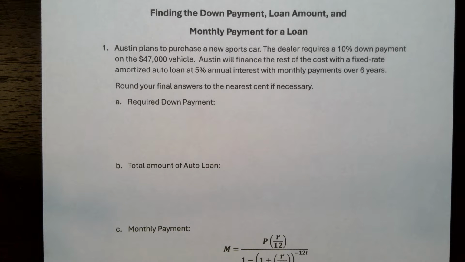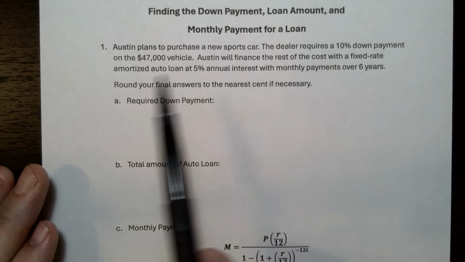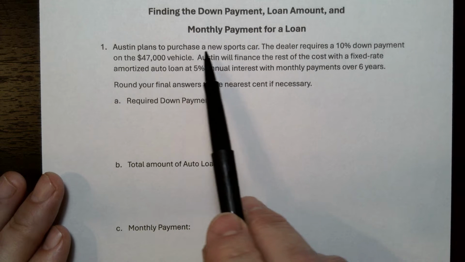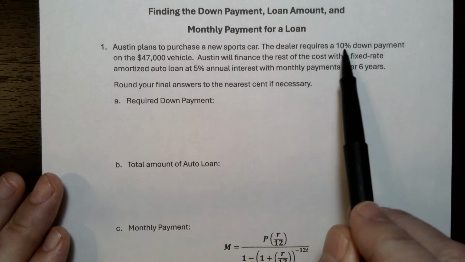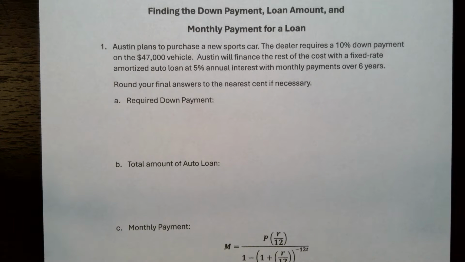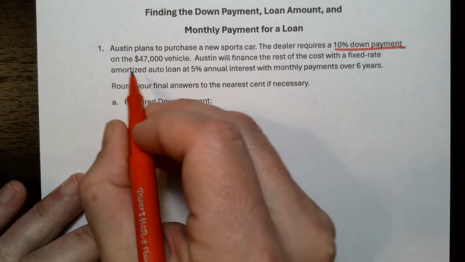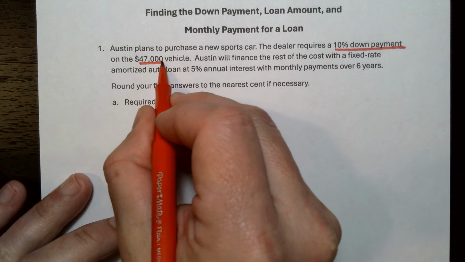In this video, we're going to be finding the down payment, the loan amount, and a monthly payment for a loan. So in our first problem, Austin plans to purchase a new sports car. The dealer requires a 10% down payment, so that's important information. Let me underline that, 10% down payment, on a $47,000 vehicle.